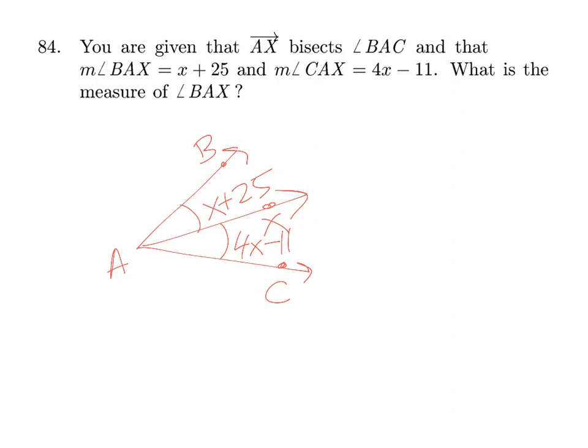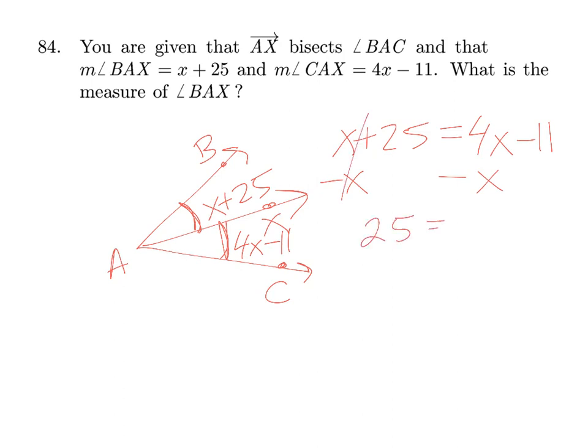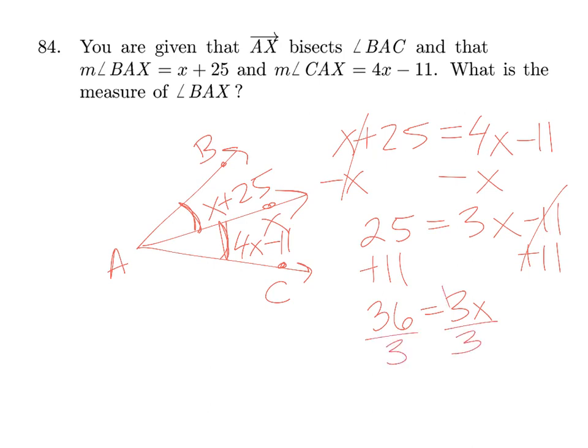Okay, so since the angles have the same measurement, I can set x plus 25 equal to 4x minus 11. So I subtract x. I get 25 is equal to 3x minus 11. Here I'm going to add 11. So I have 36 is equal to 3x, divided by 3. And x is equal to 12.